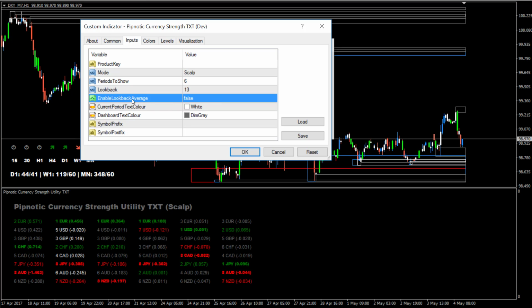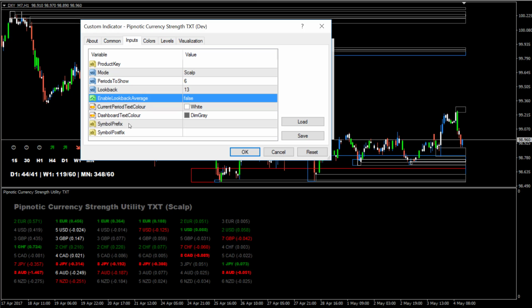Okay, then we have the enable look back average, which I have set to false. This simply calculates an average of the strength information instead of focusing on the close of strength information across the 28 different currency pairs. But you can test that as well if you like.